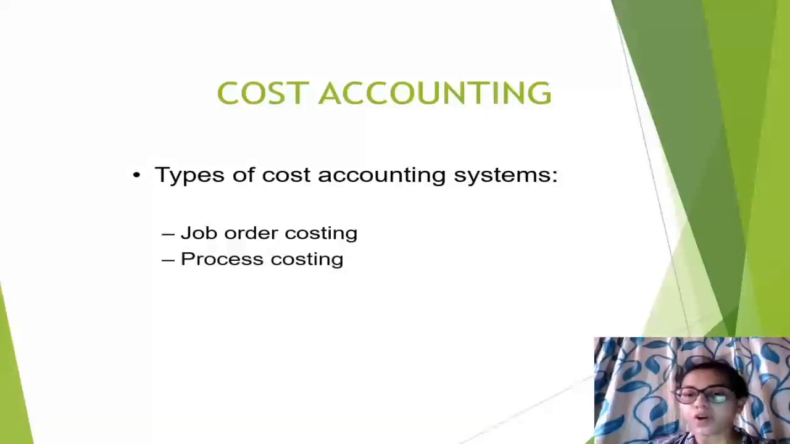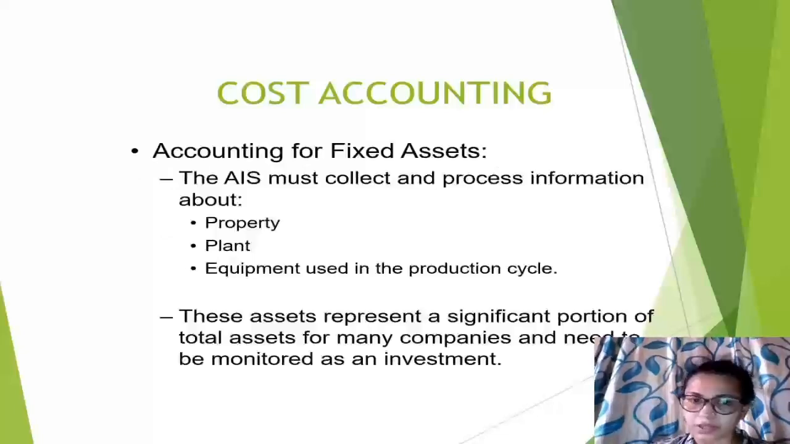Two types of cost accounting system are there. One is job order costing, another is process costing.